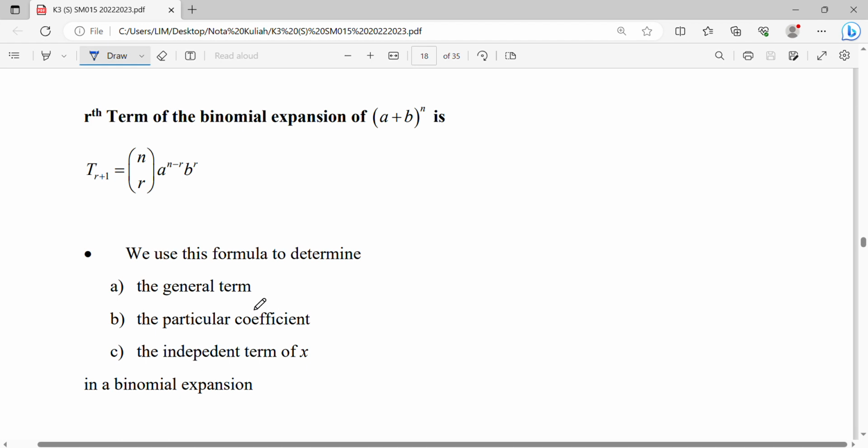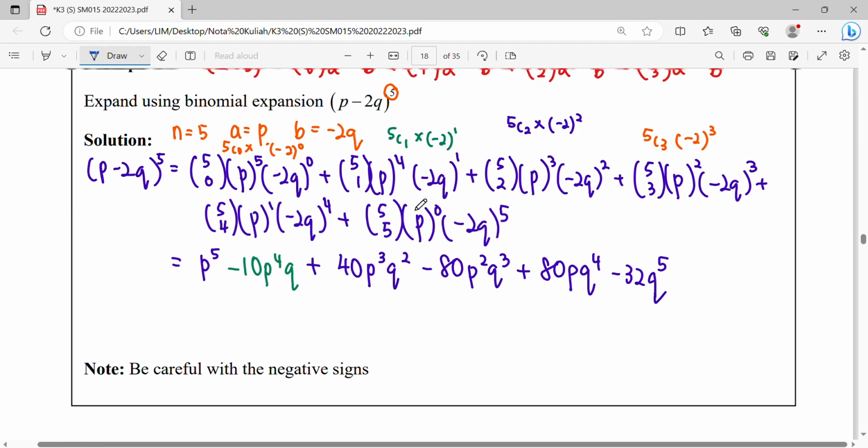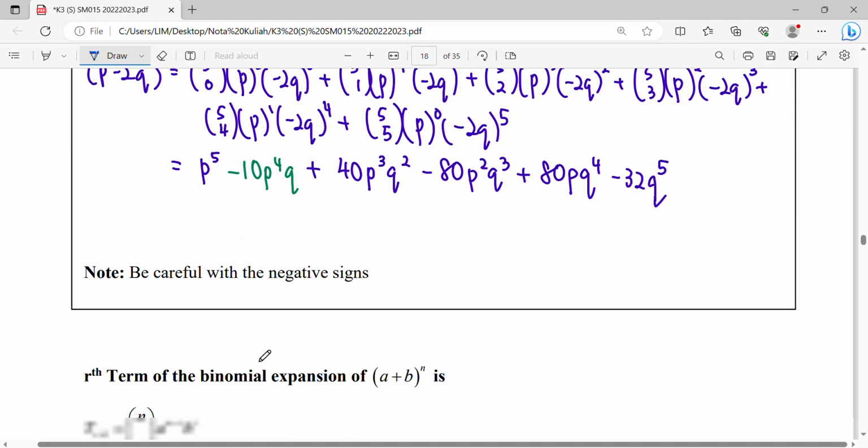And the third thing we can find here is the independent term of x. The independent term of x means x to the power of 0. So you can find any term without expanding everything. We just want to focus on a certain term only.